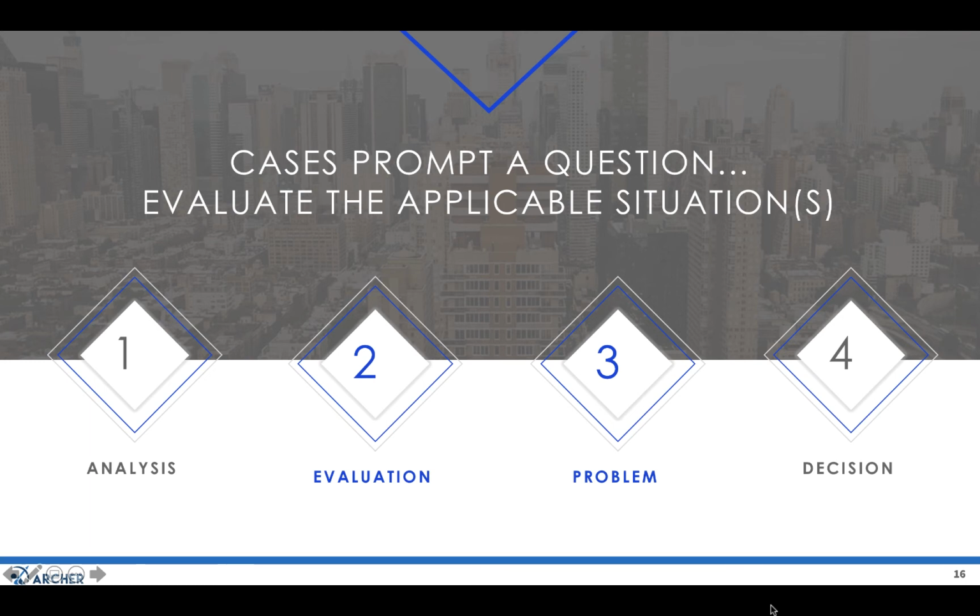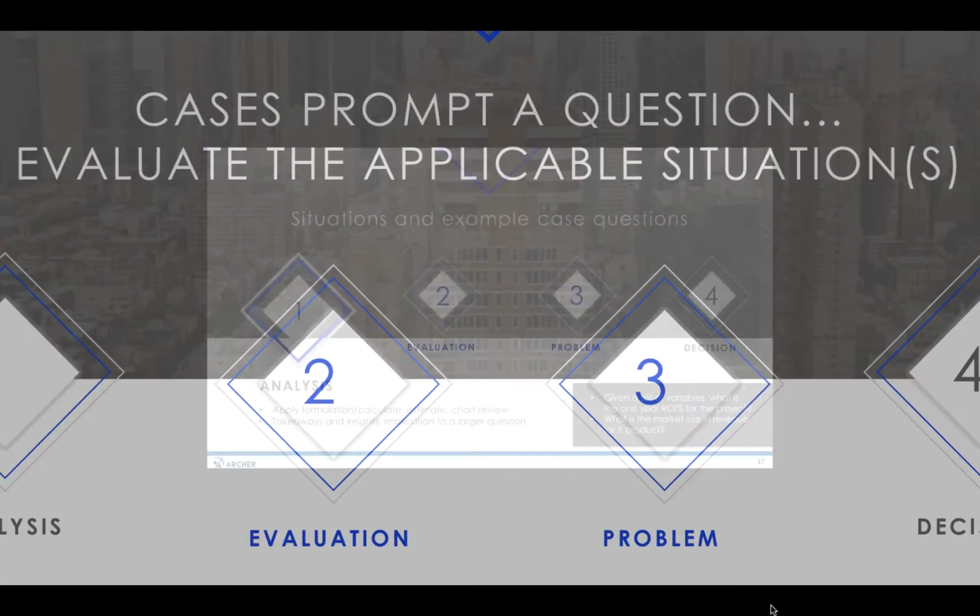When you take that question that's asked of you, what does it focus on? What does it demand that you pay attention to and that you answer at the end of the case? So, generally, the case prompts and the question that you're focused on fall into four categories: analysis, evaluation, the problem, and decisions. Let's break those down just a little bit further.